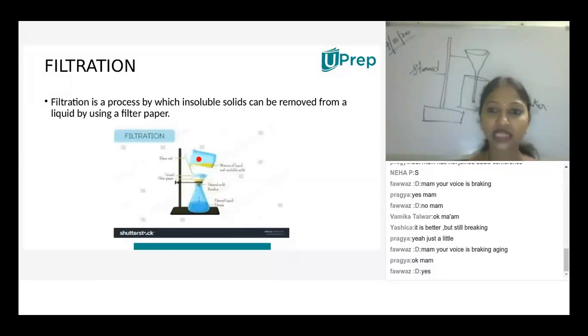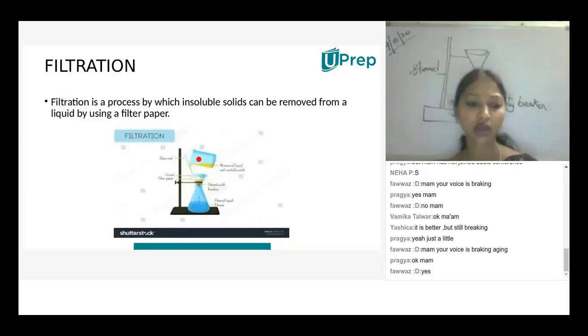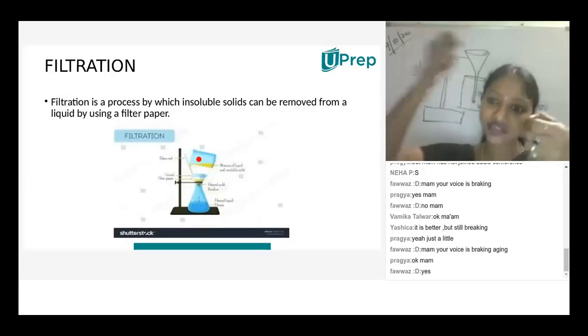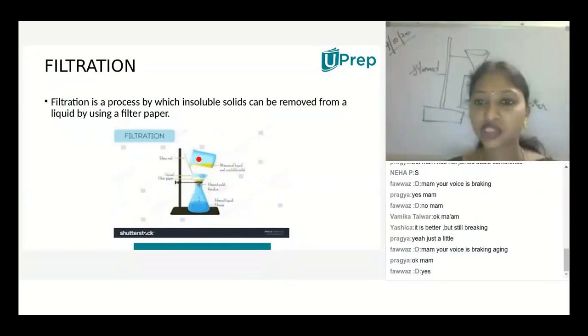For example, if you want to prepare tea, we prepare the tea and separate the tea leaves from the tea. So what your mother will do is take the filter and filter the tea leaves from the tea. So we take only the tea and separate out the tea leaves.